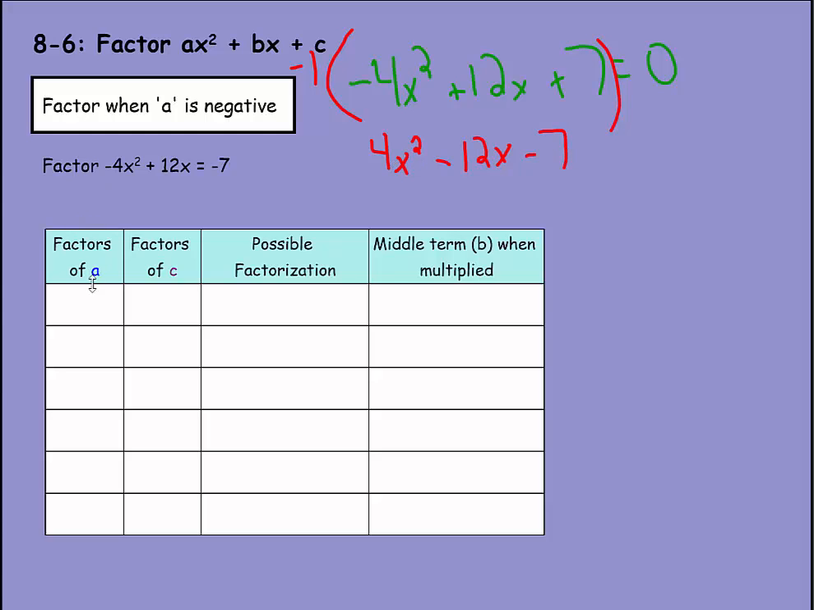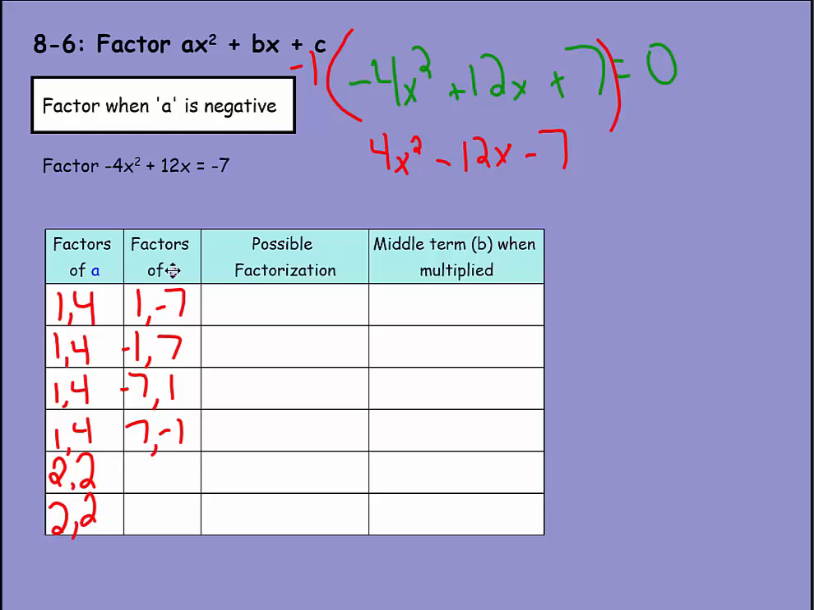So here I need to list the factors of a, which would be 1 and 4. The factors of c, I have a negative 7, which means it has to be a positive and a negative, so that should be quite a bit here. So positive 1, negative 7, negative 1, positive 7, negative 7, positive 1, positive 7, negative 1. Those are the 4 combinations. So I need to do all of these with 1 and 4. I know the other factors are 2 and 2, but let's try the 1 and 4 ones first.